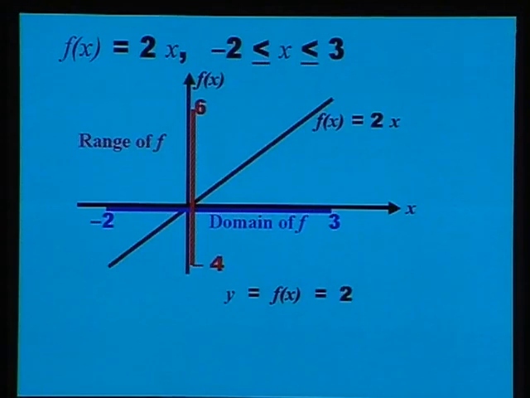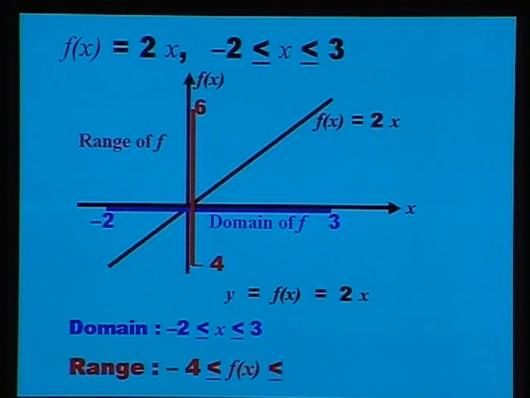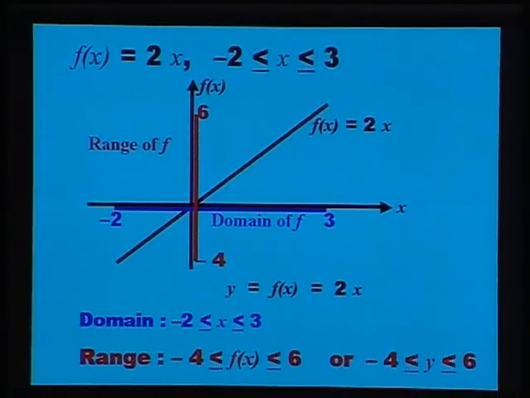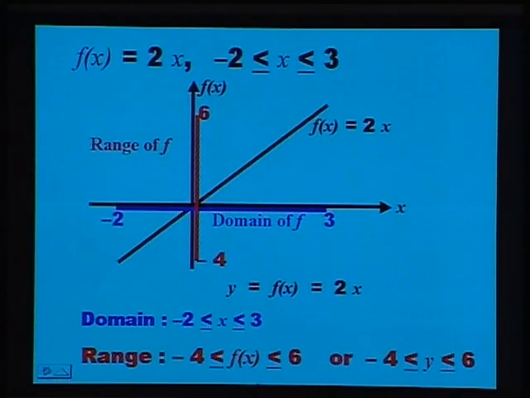The domain would usually be represented by the x coordinates, whereas the range by y coordinates. So we can use y coordinates to represent the value of f(x), and then we can write y is equal to 2x, the domain -2 to 3, and the range as f(x) lying between -4 to 6, and y between -4 to 6. So either we write y or f(x) when we are associating a function with its graph.